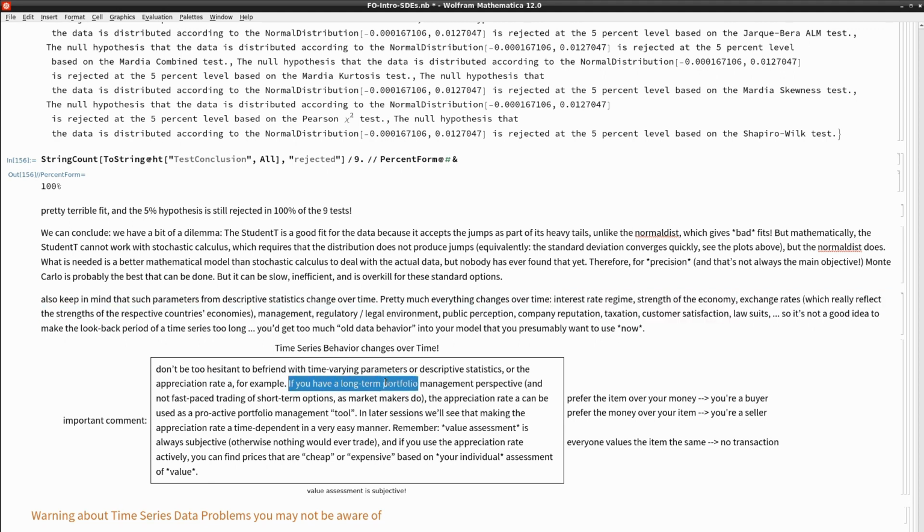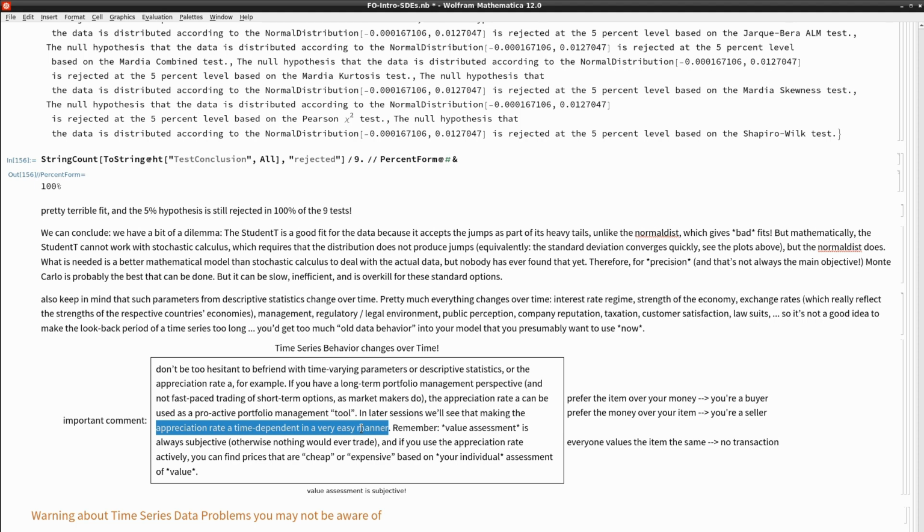And if you have a long-term portfolio management perspective and you're not interested in fast-paced option trading as the market makers do, then the appreciation rate A can indeed be used in a very proactive portfolio management manner. And in later sessions, we'll see that making the appreciation rate A time dependent is very easy. And we can still use the Black-Scholes options framework for doing that. So making this time dependent is not a problem, not in terms of the theory, not in terms of the PDE, the partial differential equation, not in terms of the actual computations that we're going to do based on the Black-Scholes PDE.